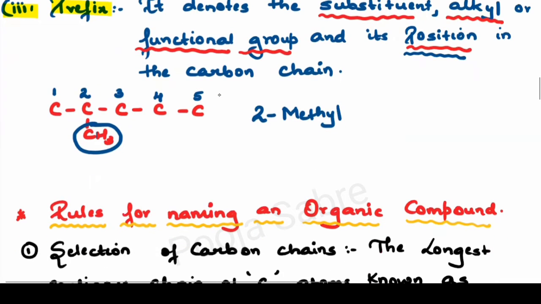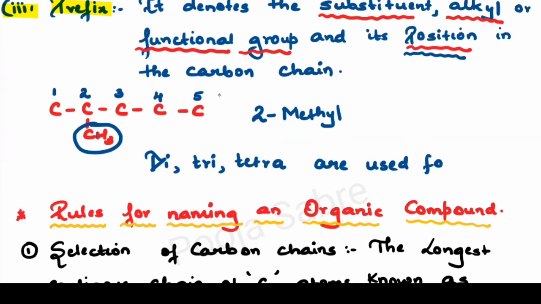Also, we can use prefixes like di, tri, tetra. All these prefixes are used for 2, 3, 4 groups of the same type. I repeat, we can use prefixes like di, tri, tetra for 2, 3, and 4 groups of the similar type.